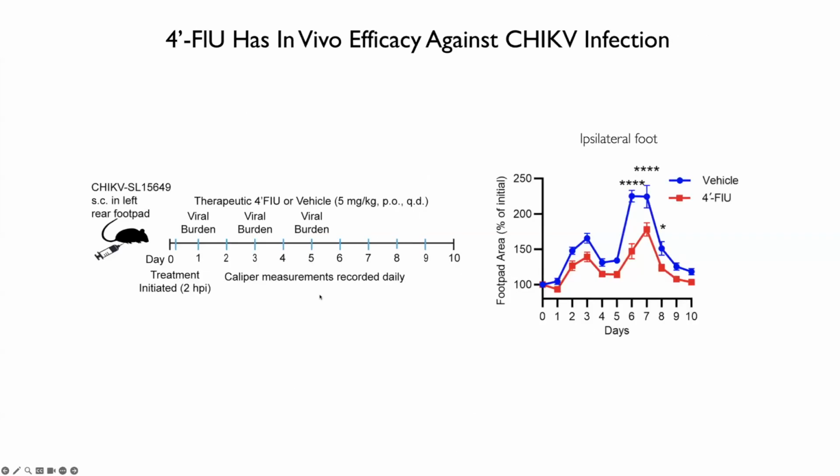Okay, so in these studies, to begin to evaluate the in vivo efficacy of this 4' FLU that Margaret introduced, we performed the following study. So again, we have these wild-type mice. They're inoculated in the foot pad with wild-type chikungunya virus. And then at 2 hours post-inoculation, we initiated treatment with 4' FLU or vehicle only. This was done by oral gavage 1 time per day at a dose of 5 mg per kg. And then we measured the swelling phenotype that I described, and we also measured viral burden at different time points throughout the course of infection.